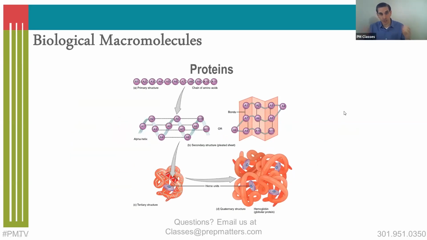Beyond this idea of forming a chain, as you see here in the primary structure, we call that the primary structure. You may see that also as a 1 with a degree symbol, first degree. So the primary structure is just a sequence of amino acids.